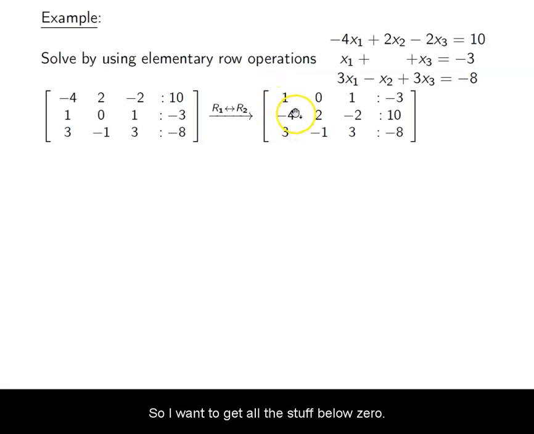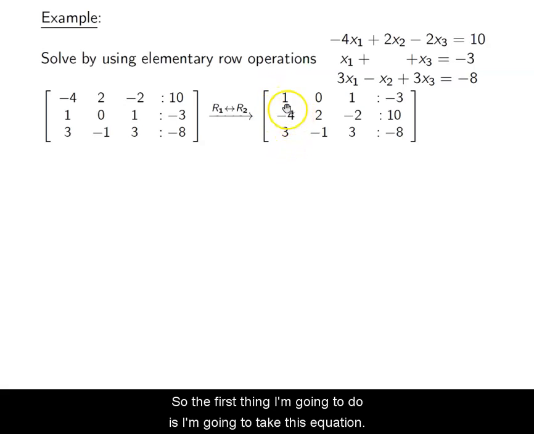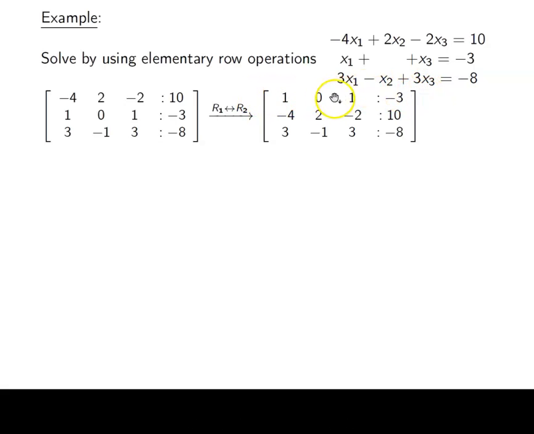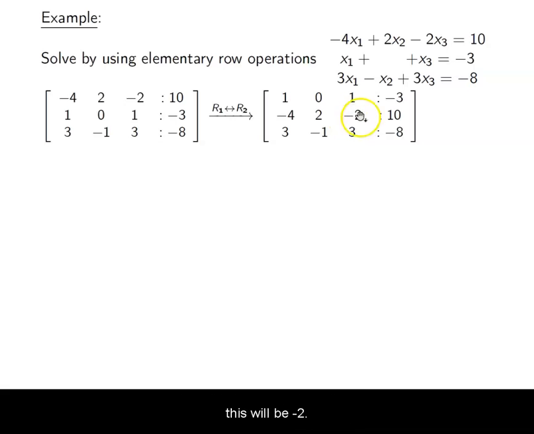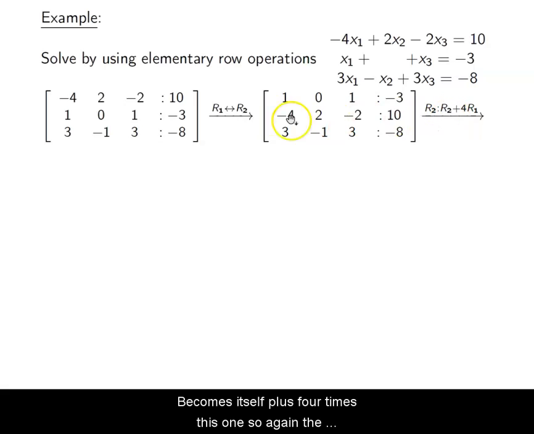So I want to get all the stuff below 0. So the first thing I'm going to do is take this equation and add to it 4 times this equation, or this row. So this will be 0. This will turn into 2 plus 4 times 0, so this stays as a 2. This will be -2 plus 4, so this will turn into 2. And this will be 10 plus -3 times 4, so this will be a -12. So this will turn into -2. Okay, so R2, my second row, becomes itself plus 4 times this one.